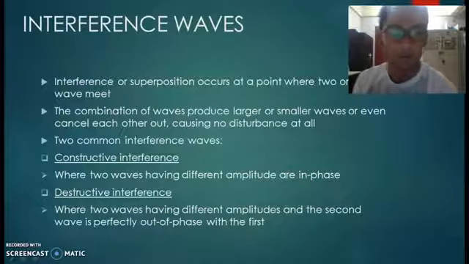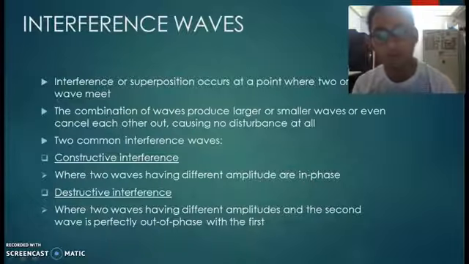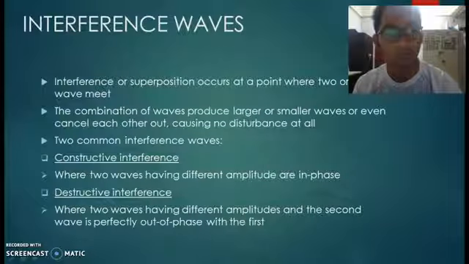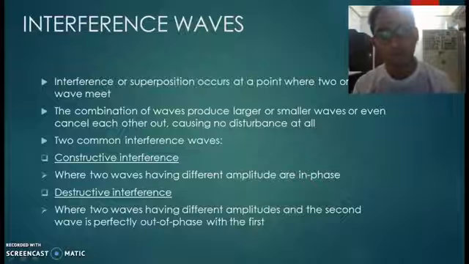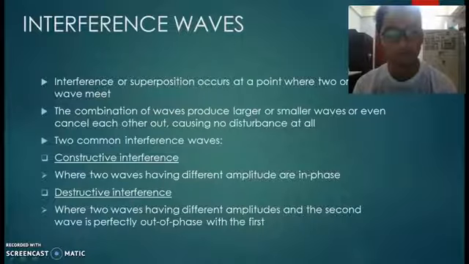Interference of waves. Interference or superposition occurs at a point where two or more waves meet. The combination of waves produces larger or smaller waves or even cancels each other out, causing no disturbance at all. There are two common types of interference: constructive interference and destructive interference.